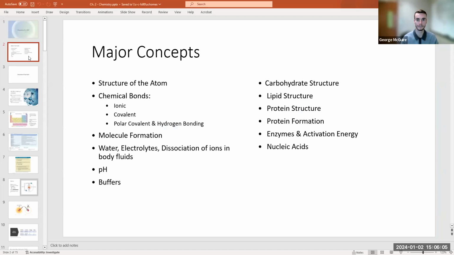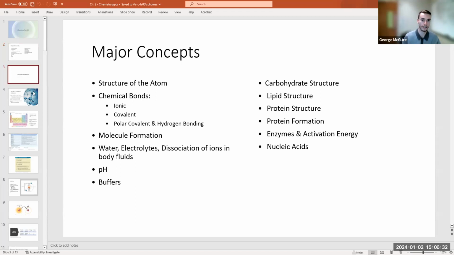So in this PowerPoint, we'll be going over the general structure of the atom, different chemical bonds, covalent, different types of covalent bonds, hydrogen bonding, and ionic bonds, how molecules are formed, some of the specifics of water, pH and buffers, and then we'll go into the macronutrients, so carbs, lipids, and proteins, and finish talking about nucleic acids and ATP.